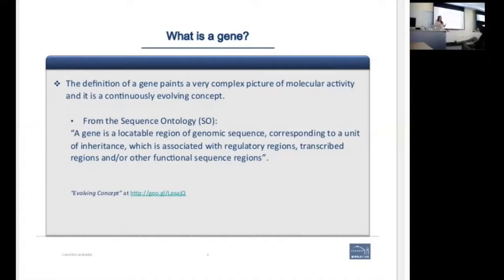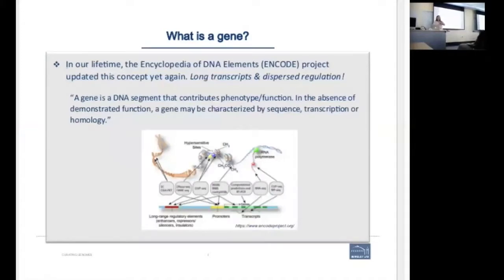So a gene is then defined by the sequence ontology as a locatable region of genomic sequence that corresponds to a unit of inheritance. And it's associated with regulatory regions, transcribed regions, and/or other functional sequence regions. If you're more interested, especially the students, in understanding more about how this concept evolves, there's a very cool graph in there from Genome Biology. In our lifetimes, actually, this concept has changed drastically thanks to the efforts of many projects, especially the Encyclopedia of DNA.